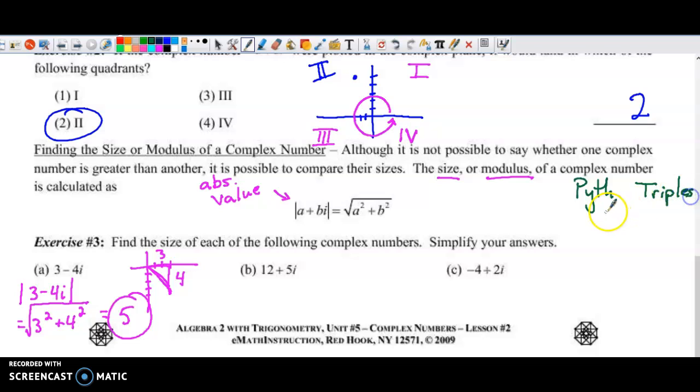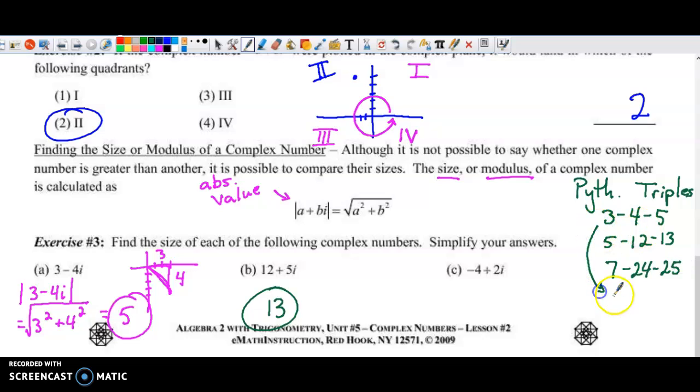And if you don't know what I'm talking about here, you should do a quick internet search on some of the special Pythagorean triples. So I already know that this answer is going to be 13. But there's a lot of them: 7, 24, 25. And any multiple of these are also triples. So like 3, 4, 5, if you double every one of those numbers, 6, 8, 10 is another Pythagorean triple. So that always works. But again, double check that my answer is correct.